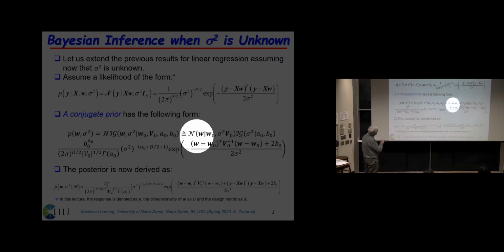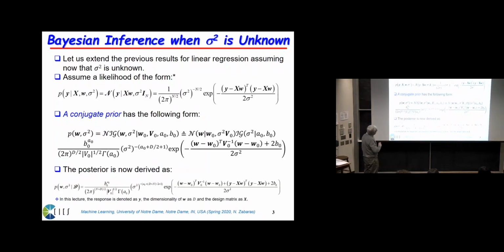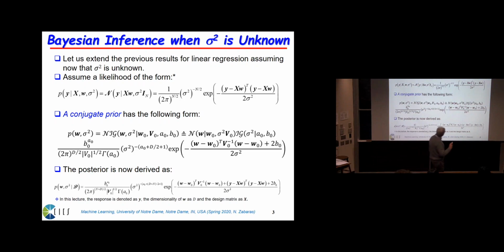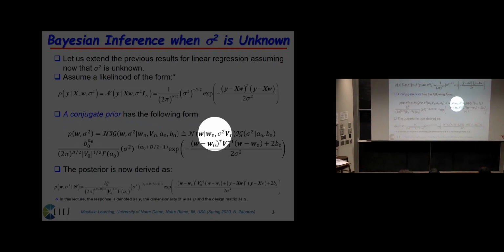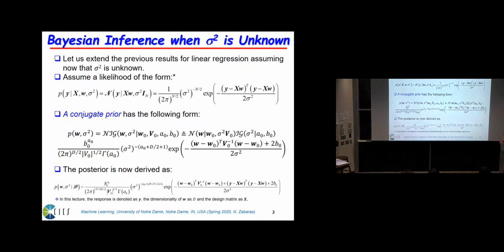these four parameters. W0 is a vector, V0 is a symmetric matrix, A0, B0 are constants, coefficients. And so the normal inverse gamma is basically a Gaussian given sigma square, and then you put an inverse gamma on sigma square, okay? And what I have done is I wrote explicitly the product of the Gaussian and the inverse gamma. If you think this is complex, I'm just saying it is one of the most commonly used priors for W and sigma square in practice. So there is no way you can escape from it, okay?